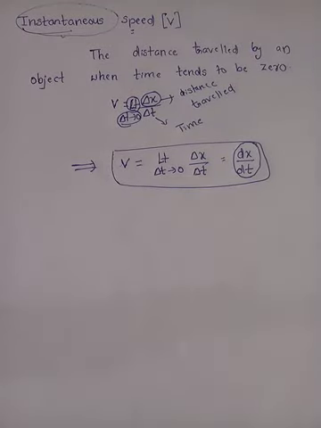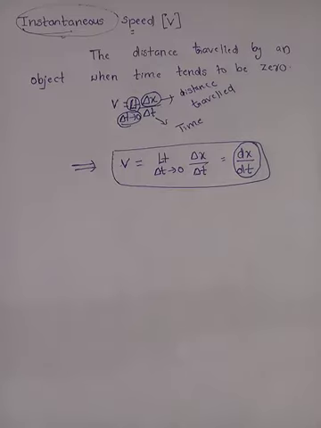So it is a completely new concept for you. We will discuss clearly the formulas we require in this chapter. Okay. So what is the instantaneous speed? The distance travelled by an object when time tends to be 0 is called instantaneous speed. So these are the types of speed.